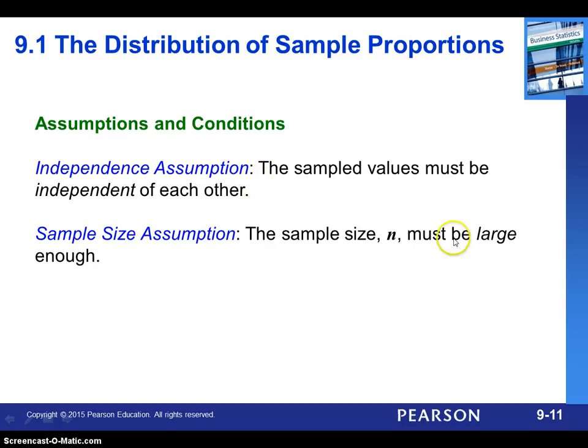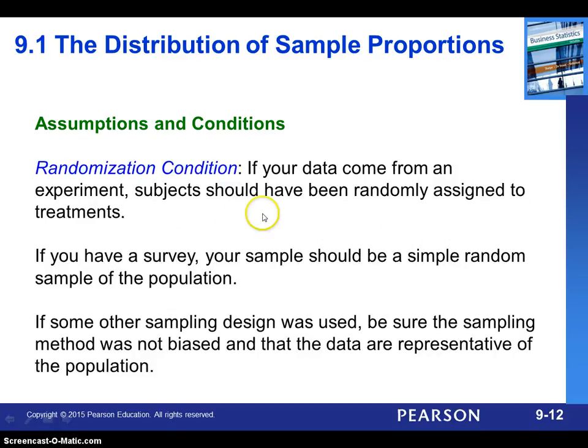Sample size must be large enough. Again, we'll study this in detail, what large enough means, but for now we can say 30 is probably good enough. And then random. We want to make sure that the way we collect our information, the way we select people to be a part of our information gathering, is random.